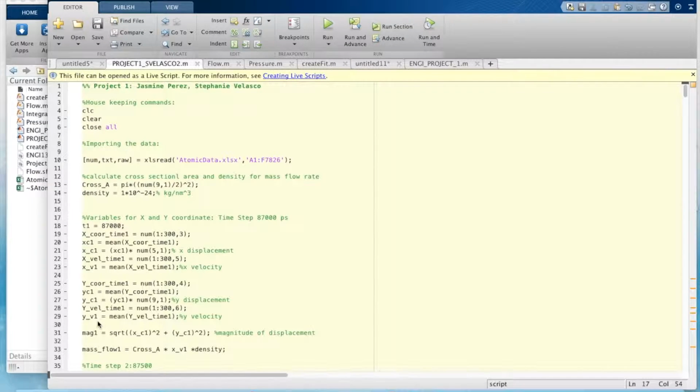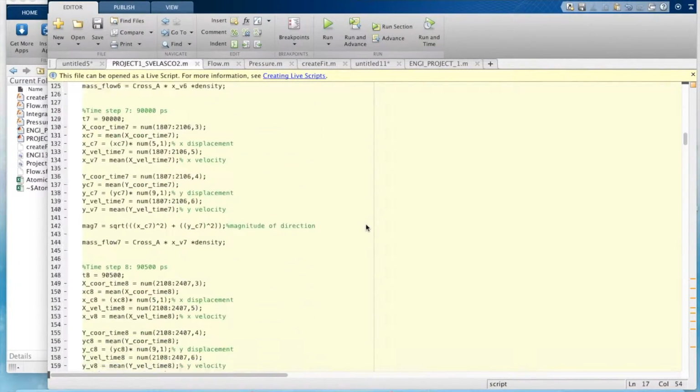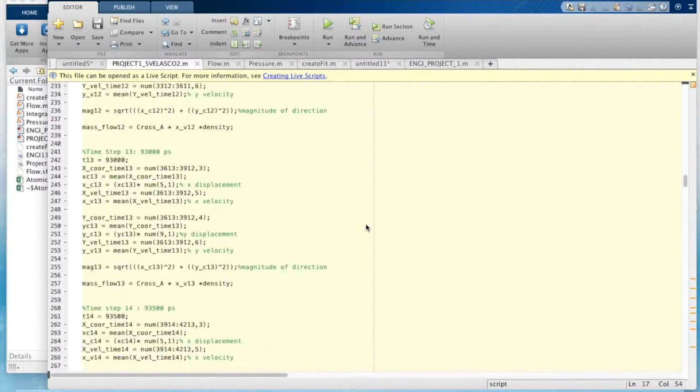We also calculated the magnitude of the x coordinate average and the y coordinate average for the corresponding time step. And we also calculated the mass flow rate for the corresponding time step using the x average velocity. And we did that for all 26 time steps, as you can see here.